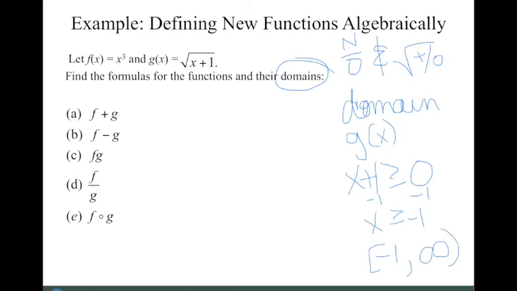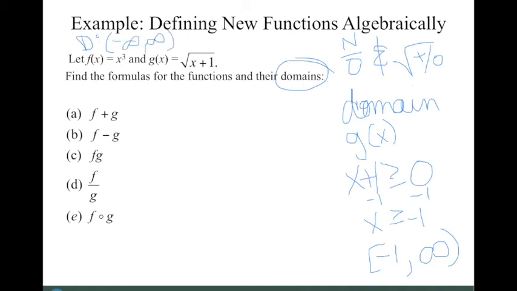Now the nice thing is, when we're doing our function compositions, a, b, c, and d, it's almost always just going to be that domain, whichever one is more restricted. So f of x, what's our domain for x cubed? What possible values can we put in for x? And then cube it. We can put any number in. We can cube any number. So the domain for f of x is -infinity to infinity.